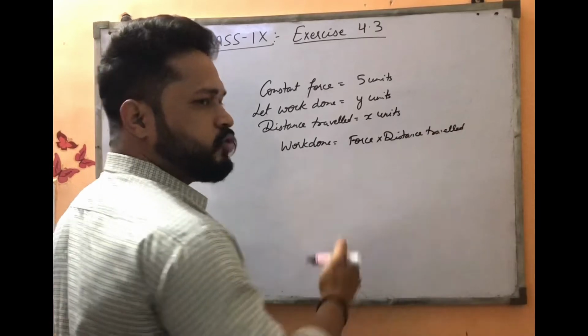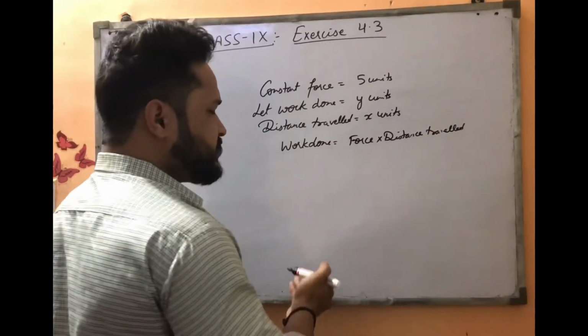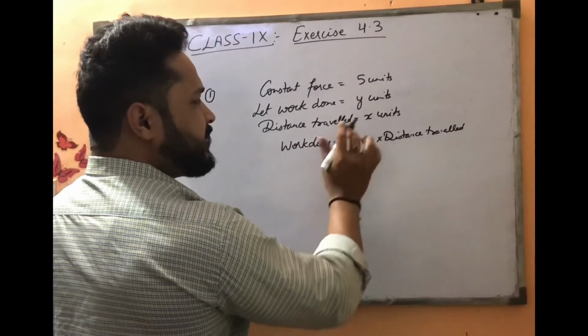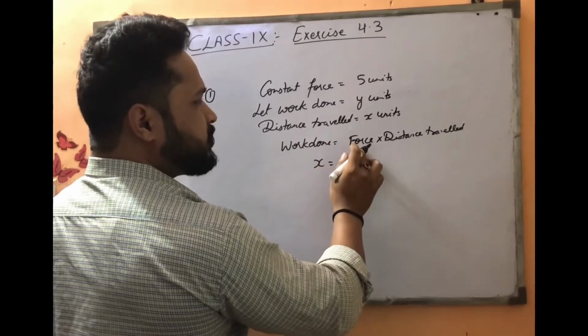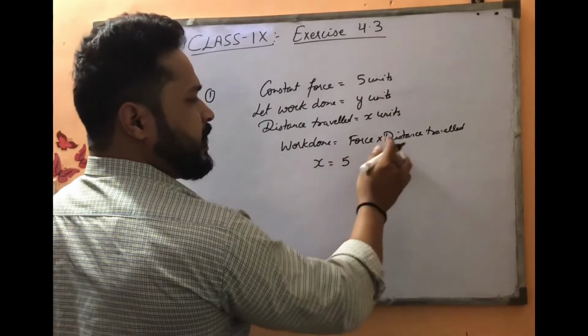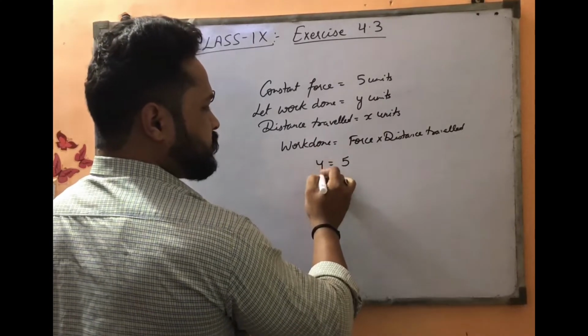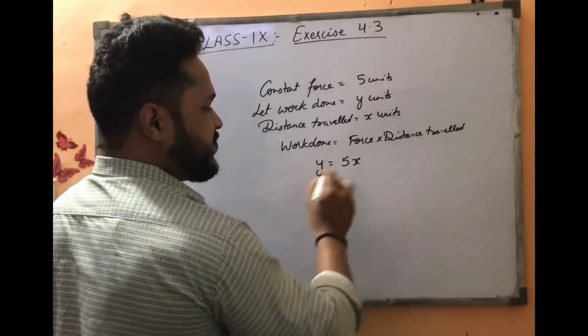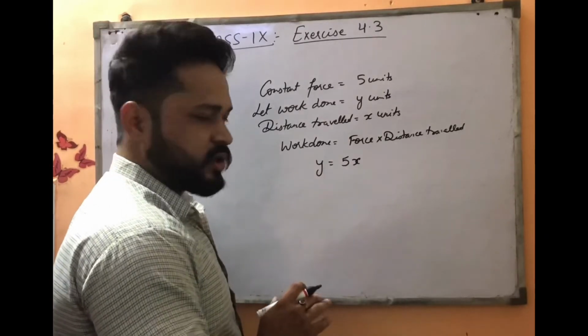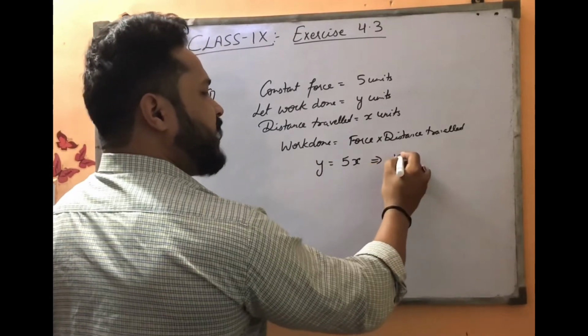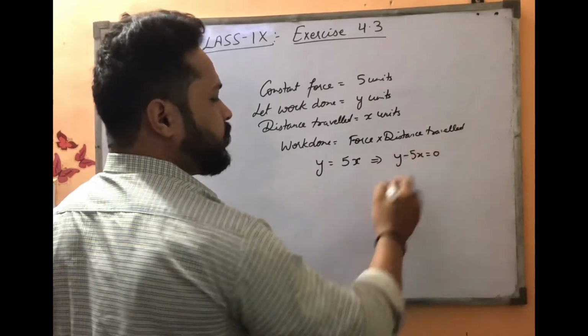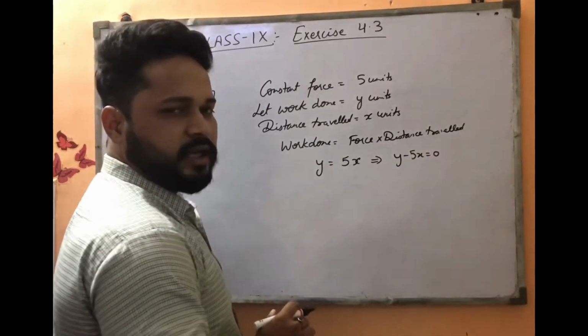Okay, so we can use the formula of science subject here. The work done is y units, the force is 5 units, and the distance traveled is x. So that is the given linear equation: y minus 5x is equal to 0. Now we can draw the graph of this equation.